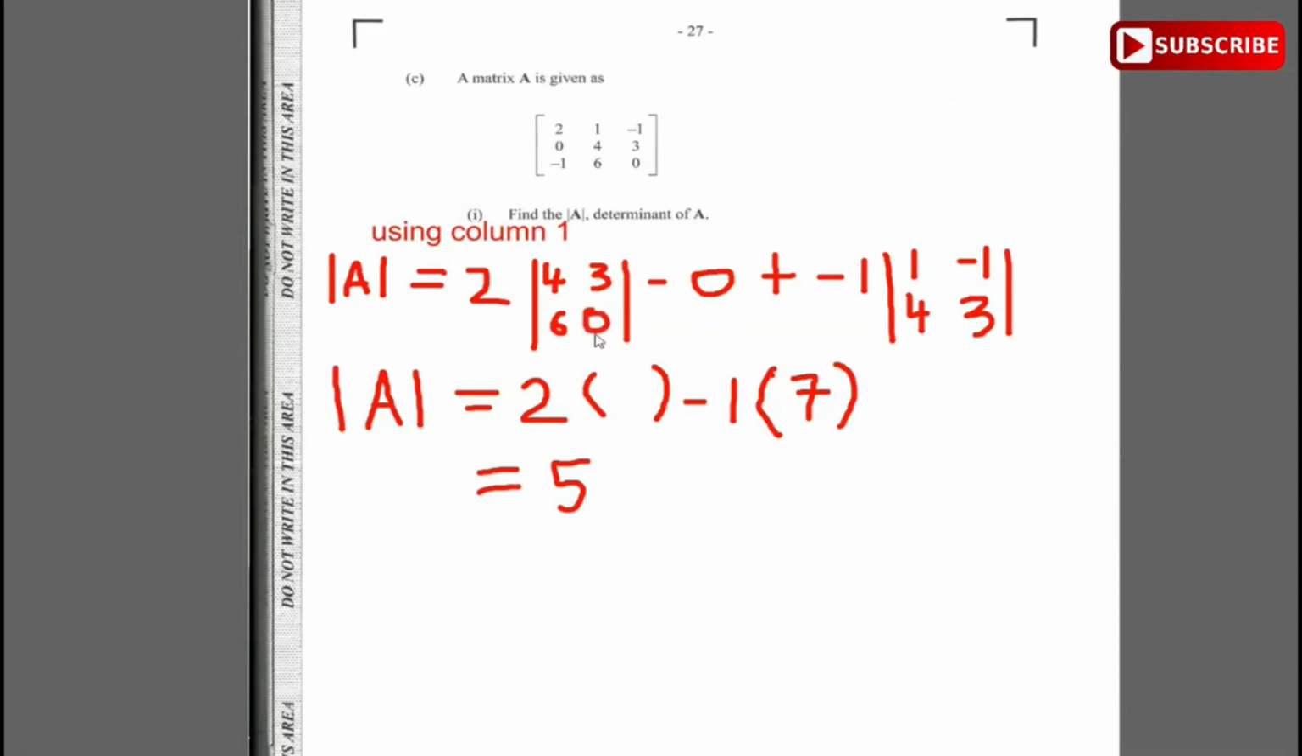4 times 0 is 0. And so that's going to be 0 minus 18. This is minus 18. So now the cross: 3 minus 4 times minus 1 is 7. This is minus 7. So now I can work this out. My mistake, my apologies. 2 times minus 18, minus 1 times 7. That's minus 43.